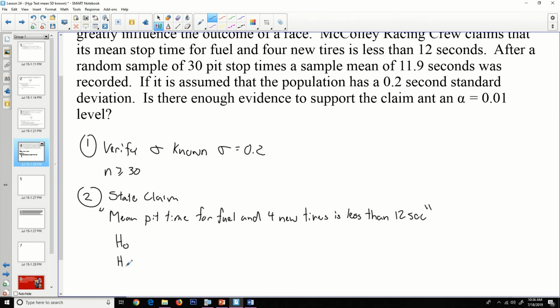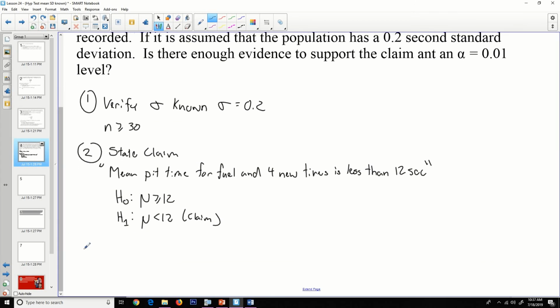All right, so our null hypothesis and our alternative hypothesis. Less than is an inequality, so we're going to say that the mean here is less than 12 seconds. That is our claim, and it is the alternative hypothesis. We'll also say that our null hypothesis has to be the complement of this, so mean greater than or equal to 12, and we'll go with that. Number 3, specify the level of significance. We have an alpha equal to 0.01.